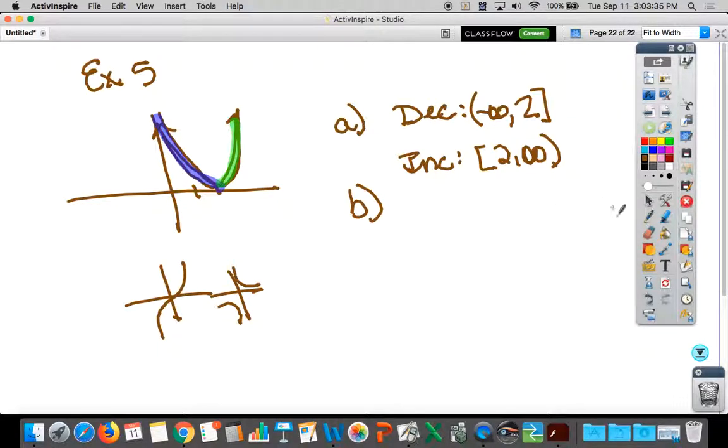Odd just means that you could divide it diagonally and it would lay on top of each other. So this one is a neither.